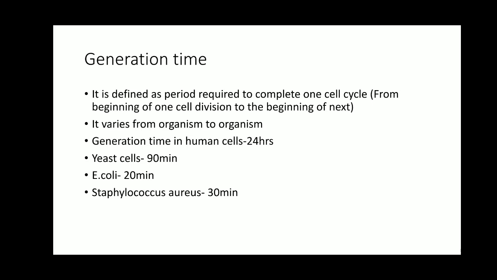Similarly, for E. coli it is 20 minutes, and for Staphylococcus aureus it is 30 minutes. Therefore most experiments are performed in these microorganisms when compared with human cells, because these cells are going to produce a population at a very early stage. Their generation time, or doubling time, means the time taken to double from one single cell to the next, that is, the period from one cell division to the next cell division. That is known as generation time.